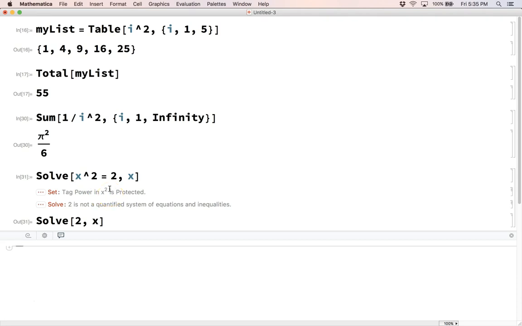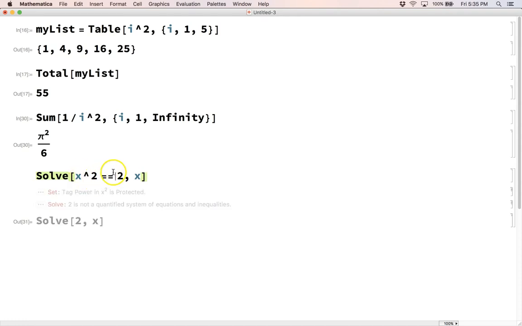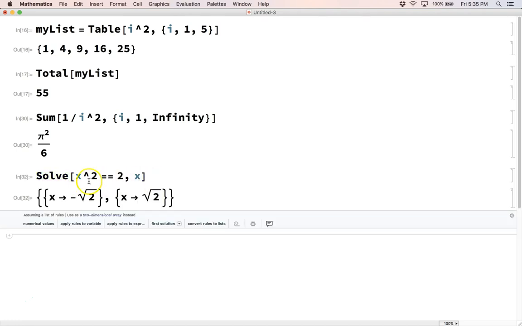So can you predict what error I made here? What's a common error in computer programming? I wrote equals when I should have written equals equals. Okay, I wasn't trying to set x squared to have the value 2. I was trying to ask true or false, x squared is equal to 2. And there you can see, don't worry so much about the brackets, but x is negative square root of 2 or x is positive square root of 2. That's what I get when I try to solve this.